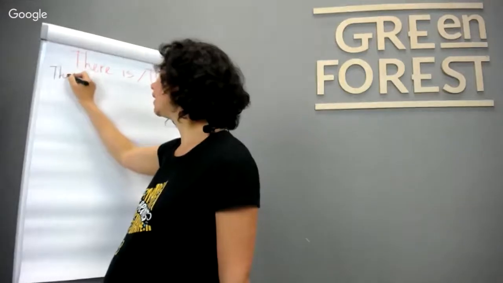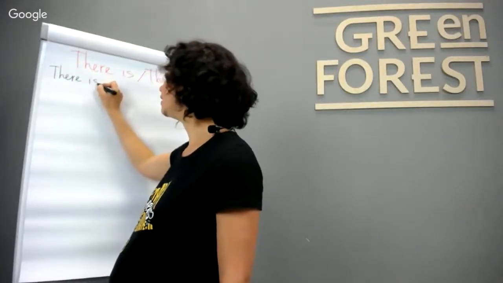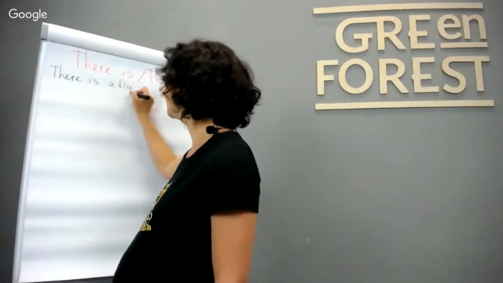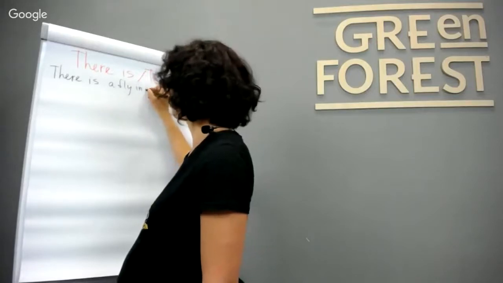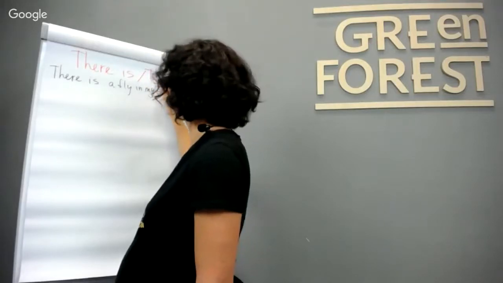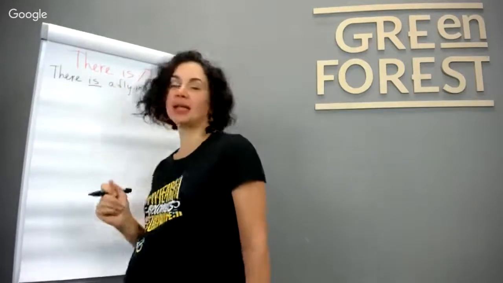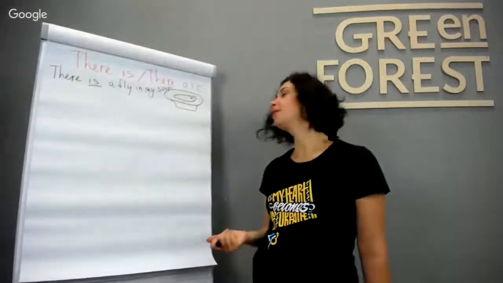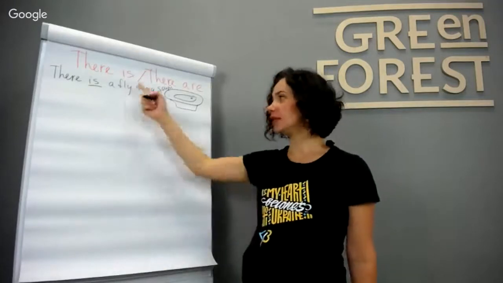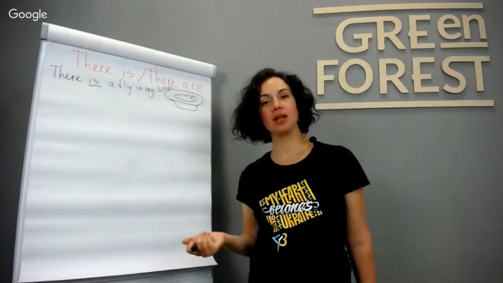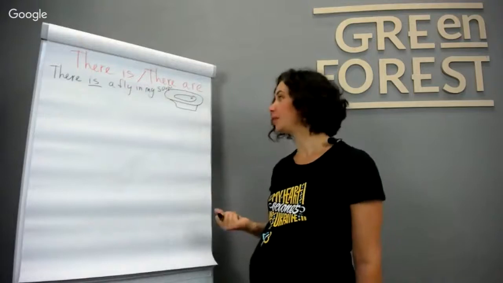So we can say, there is a fly in my soup. So you can understand that we use "is" when we want to use a singular countable noun. A fly is a singular countable noun.